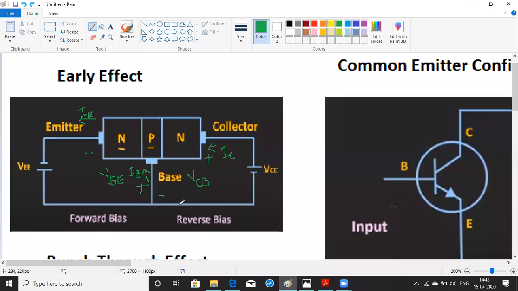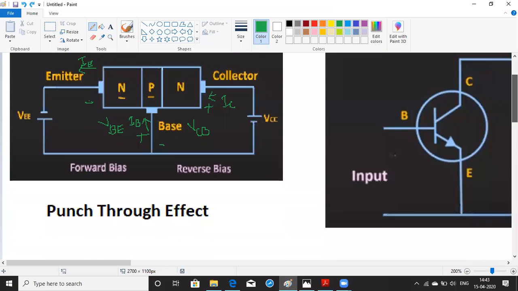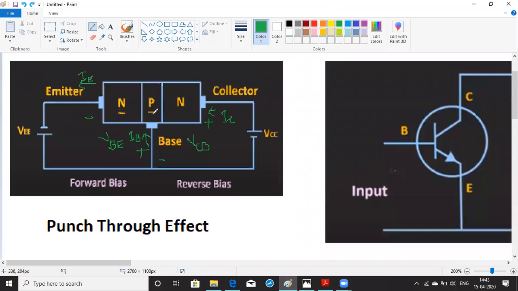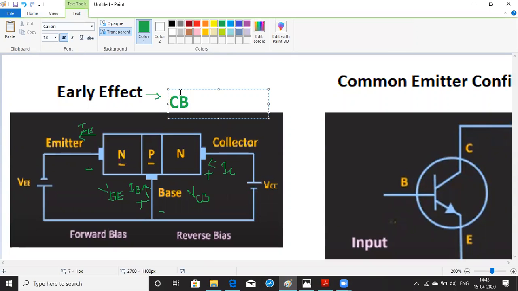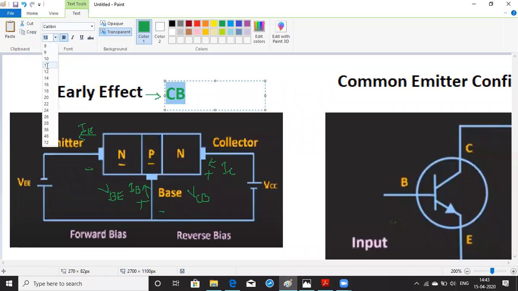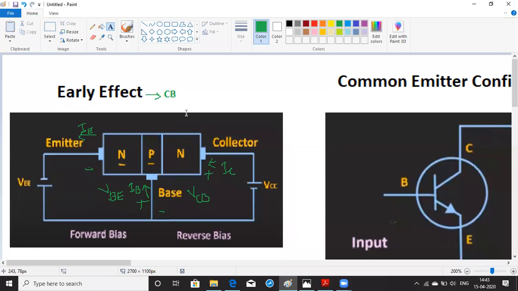We are also going to call it the punch through effect. So what is this early effect? This early effect is not going to come under the common emitter configuration. It actually comes under the common base configuration only. This is actually the common base configuration effect itself.